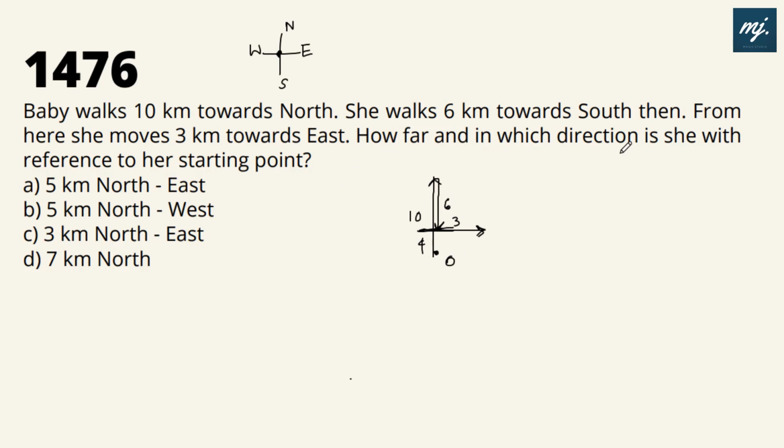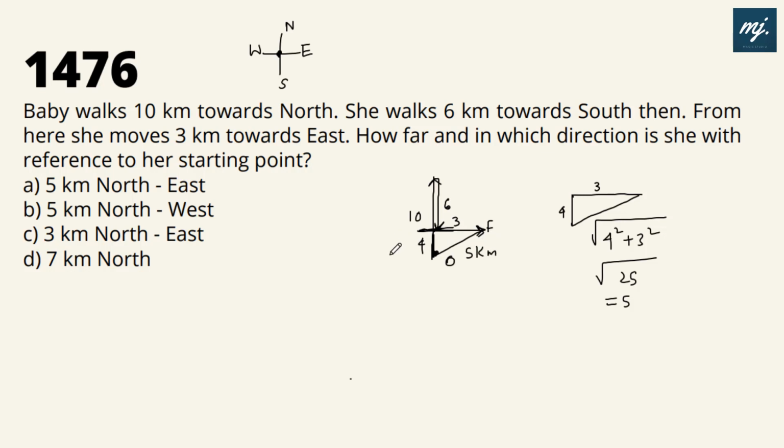How far and in which direction is C with reference to the starting point? Now this is the starting point. We can see a right angle triangle. This is 3 km and this base is 4. That means the hypotenuse should be root over 4 square plus 3 square, that is 16 plus 9, 25. That means the distance from the starting point to the finish point is 5 km.